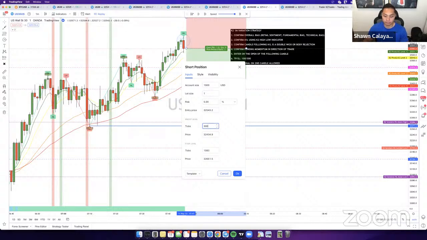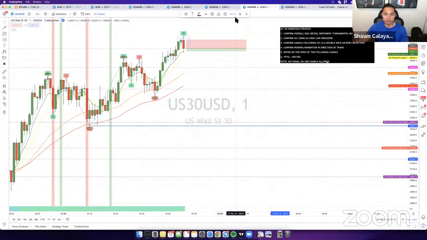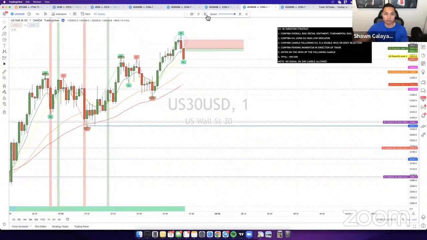100 pips. We have that setup right there. Quick little scalp. You want to let it run. Full TP right there. So that's the one that Maddie's referring to.